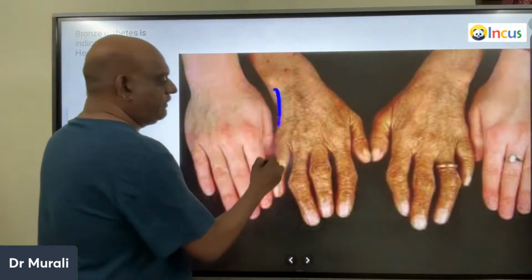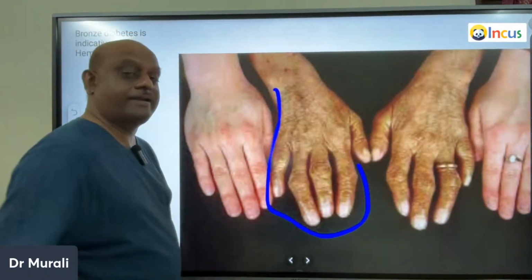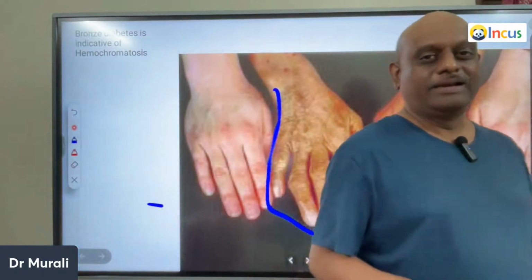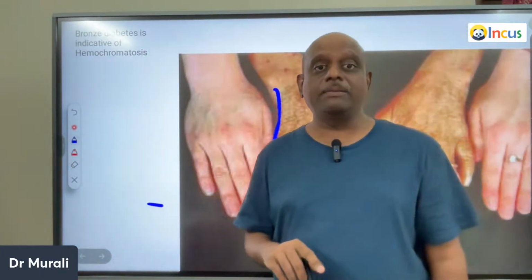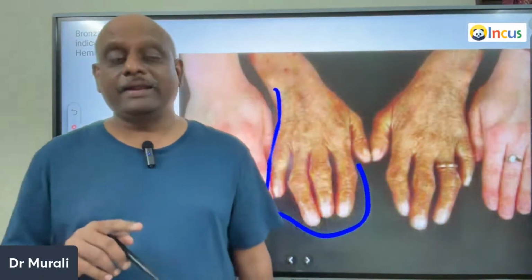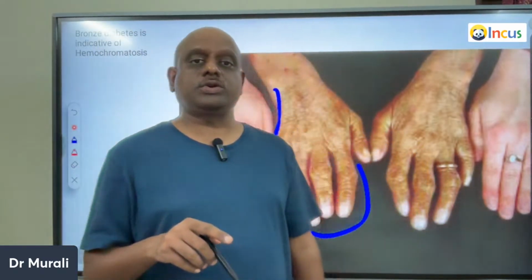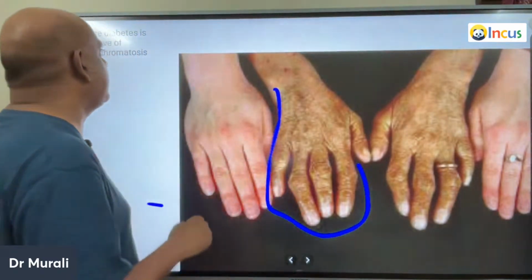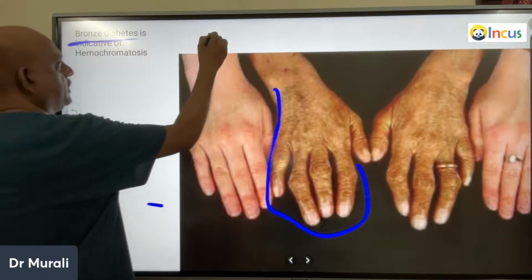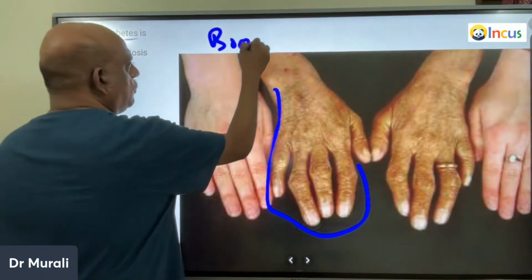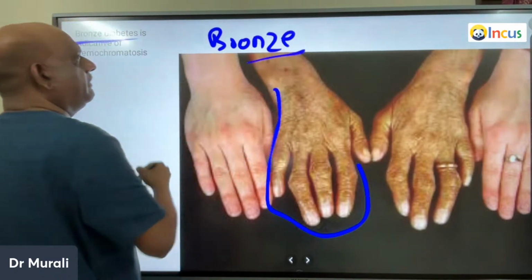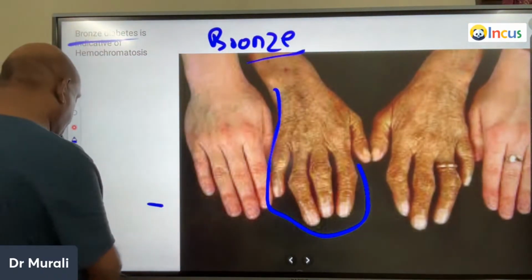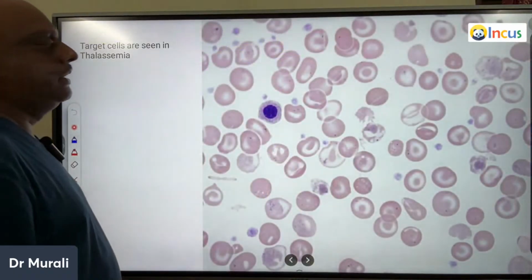Now, whenever hemochromatosis is there, hemochromatosis will lead to pancreatic dysfunction, leading to the development of diabetes. And hemochromatosis also leads to a bronze-colored discoloration. So that is the reason it is called bronze diabetes, the name given to hemochromatosis, is what you should remember.